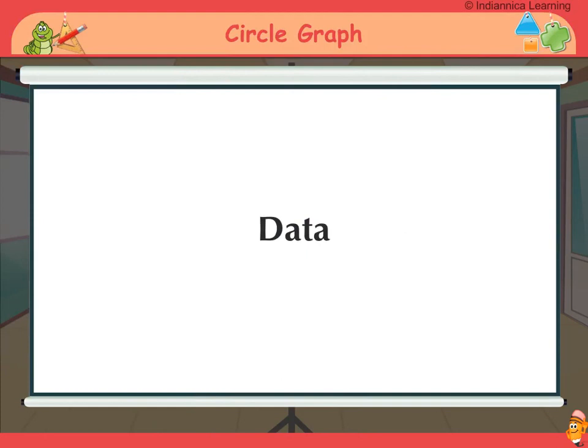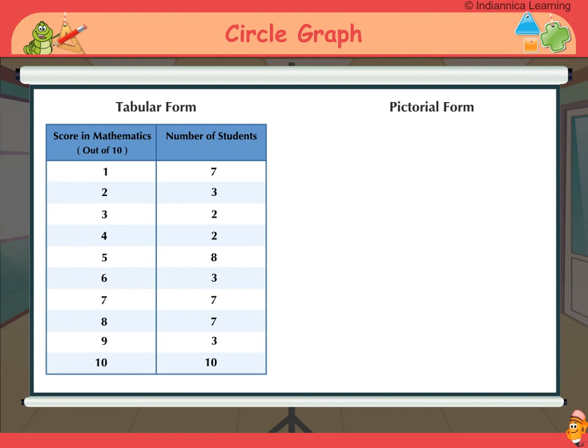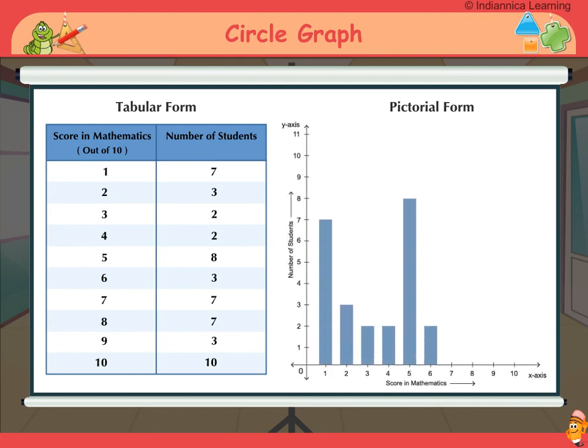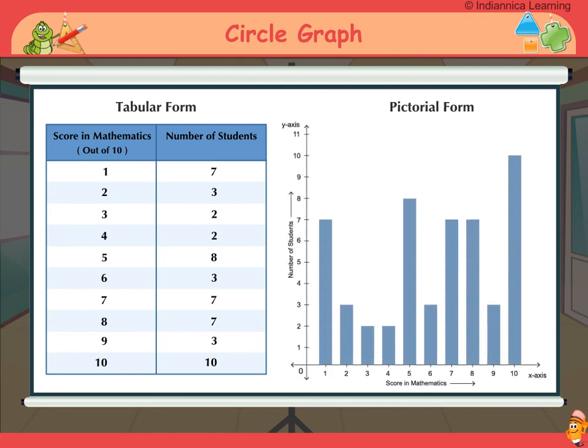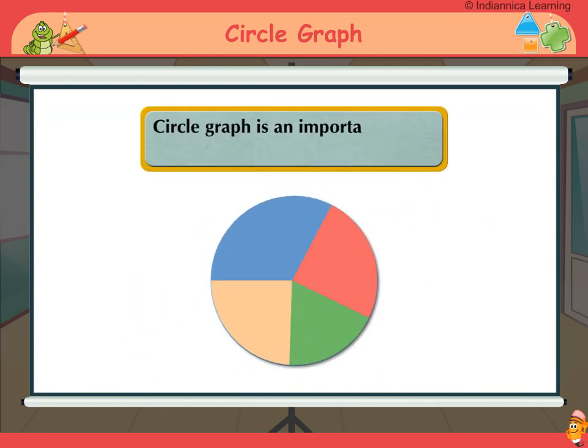Data is very important in our everyday life. We represent data in multiple ways. We learned to represent data in tabular form. We also learned to represent data in pictorial form, like bar graph. Circle graph is an important way to visualize the whole and its parts.